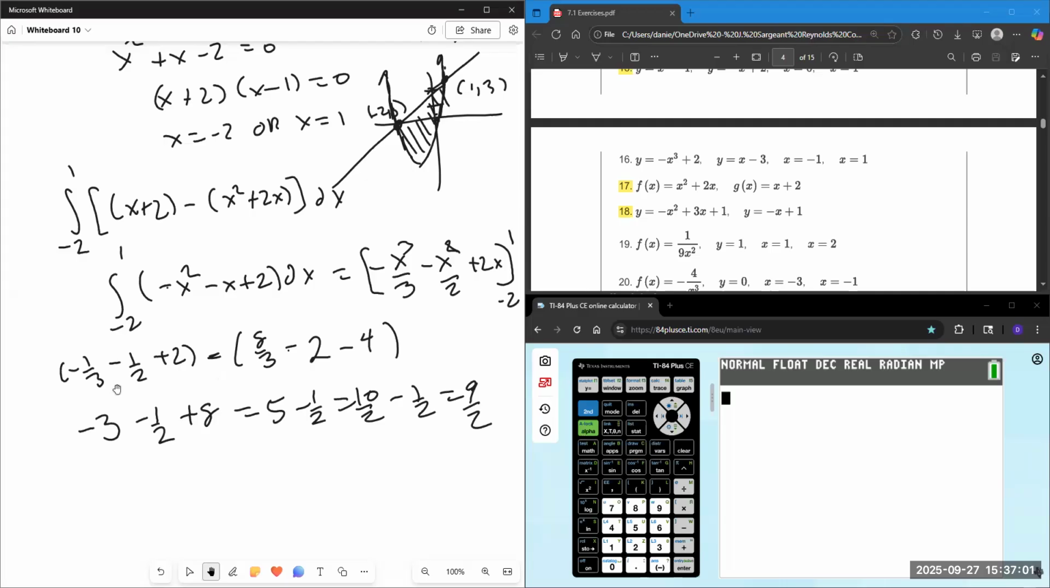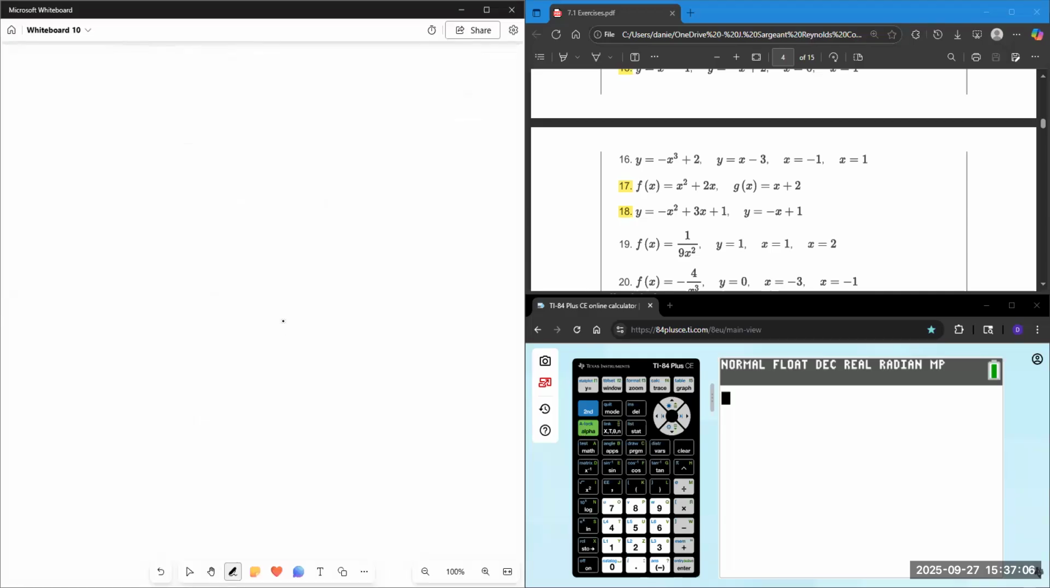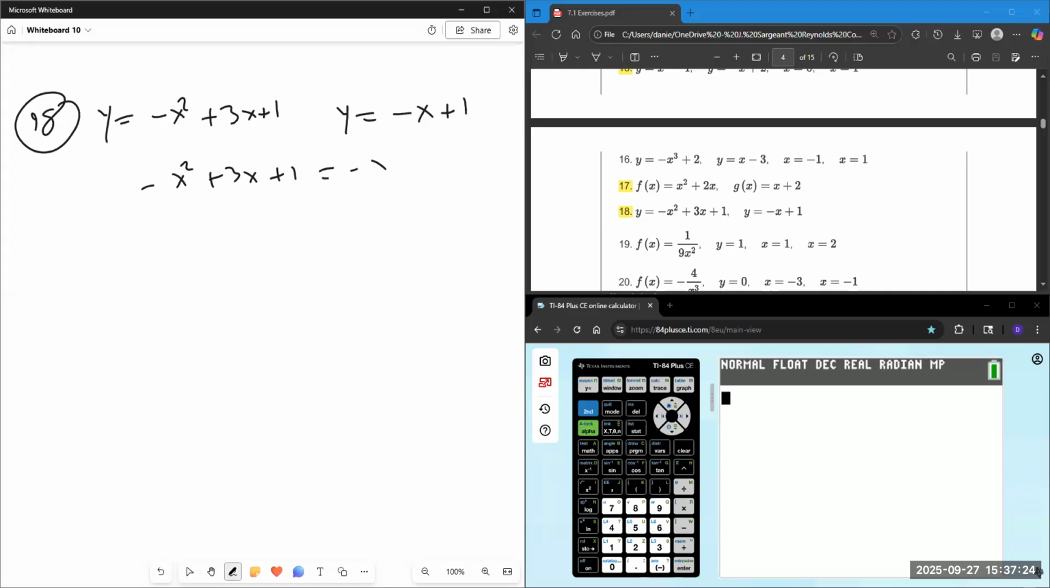Let's look at 18. Eighteen says y is equal to negative x squared plus 3x plus 1, y is equal to negative x plus 1. Set these equal to each other to find my points of intersection. So 0 is equal to x squared minus 4x, x times x minus 4, x equals 0, or x is equal to 4.